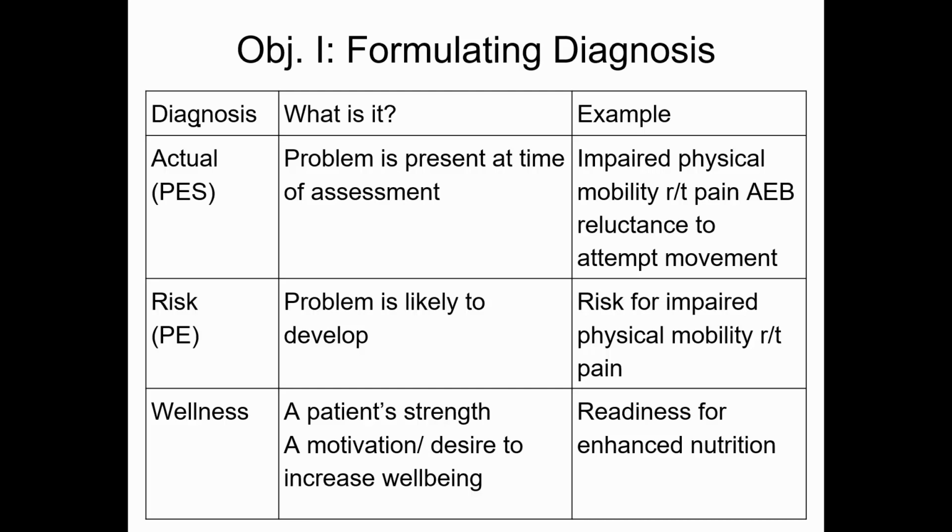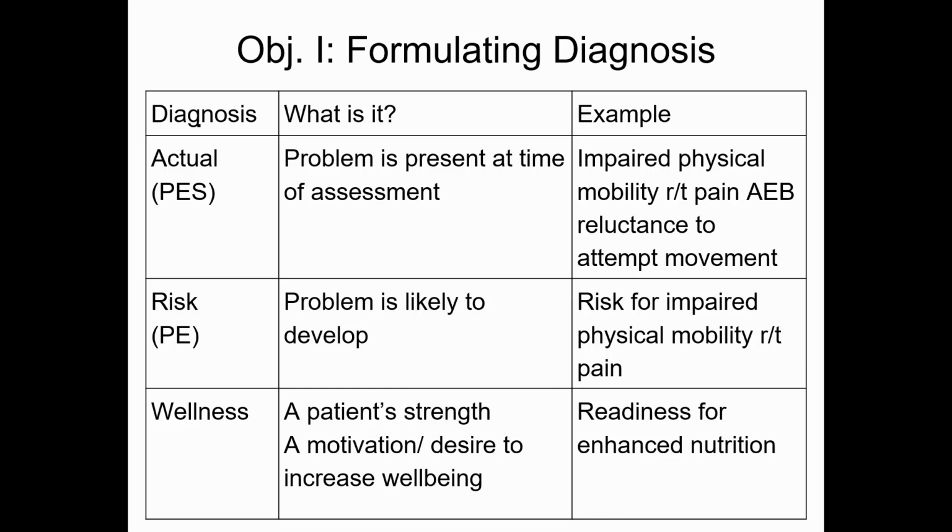There's 3 types of nursing diagnosis. We've got an actual diagnosis, which means the patient has the problem right now. So for example, the patient has a headache right now. So the diagnosis would be acute pain related to complaints of globalized headache as evidenced by rates pain as an 8 out of 10. An actual diagnosis has to be in PES format, the problem, etiology, signs, and symptoms. So it includes the problem, what contributes to the problem, and the signs and symptoms of the problem.